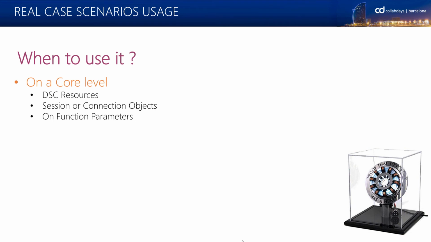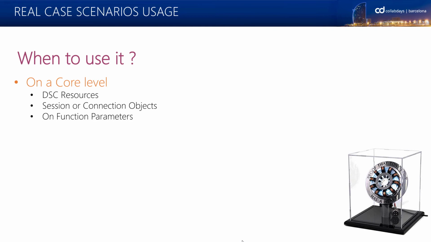When I say on a core level, it's basically if you have anything that needs to use persistency within the objects, like statics or this kind of thing. One of the things is DSC resources. I used to work with DSC, which means Desired State Configuration, as I told you before. We can use PowerShell classes for defining the resources on DSC. We also use the PowerShell classes within sessions or connections objects. So it's one way of persisting information within PowerShell scripts, PowerShell sessions, and also on functions parameters.